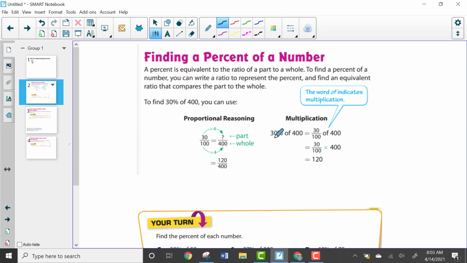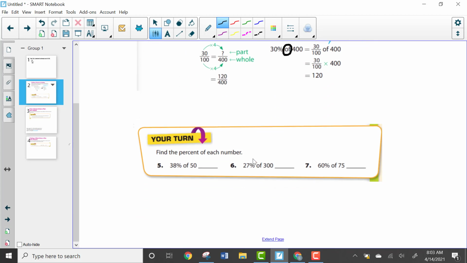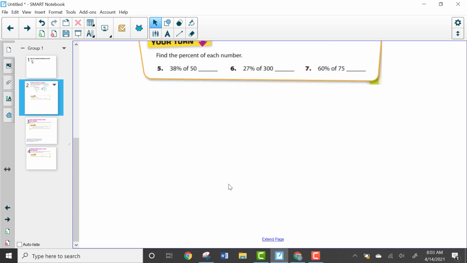Or what we could do, whenever we see that word of, that means multiplication, we can take 30% and multiply it by 400, just like this. 30 over 100 times 400 gives us 120. So those are two different ways that we can solve these problems. Now we're going to take a look at some of these problems on page 217, and I'm going to do a couple of these problems for you, and then we're going to do some together.